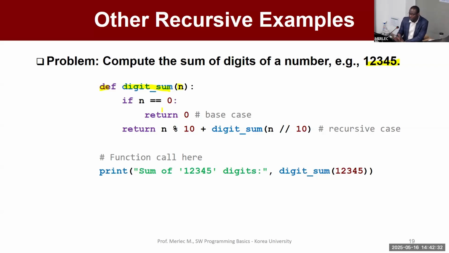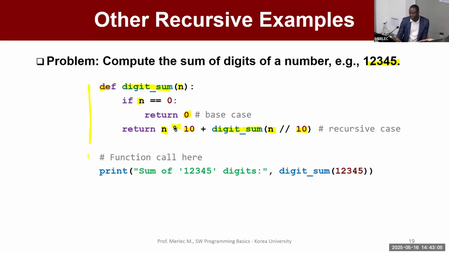First of all, we have to check whether the base case is satisfied. If n is equal to 0, in that case, we return 0. If not, we return n modulus 10 plus the call of the function with n divided by 10. So we get only the integer part of the division. Then we repeat again and again.